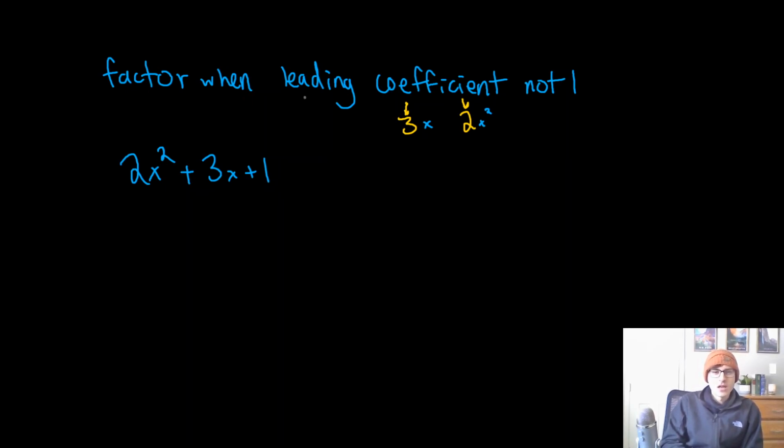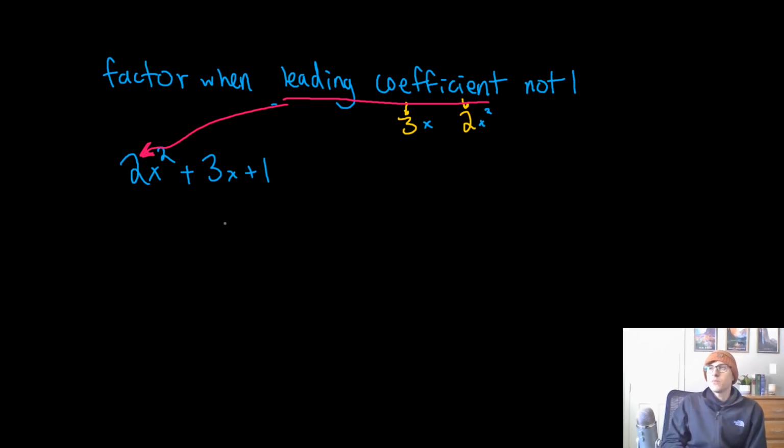The leading coefficient is 2. Right there. That's that leading coefficient. Now, in the past, you've seen ones with a leading coefficient of 1. That would be like x squared plus 3x plus 1. So that would be a leading coefficient of 1. Now we're talking about how do we factor when there's a leading coefficient that's not 1.